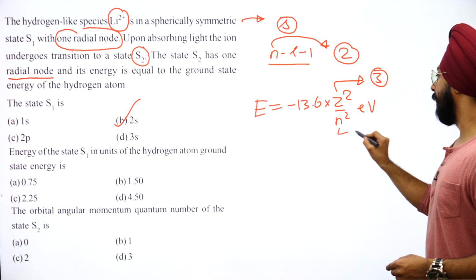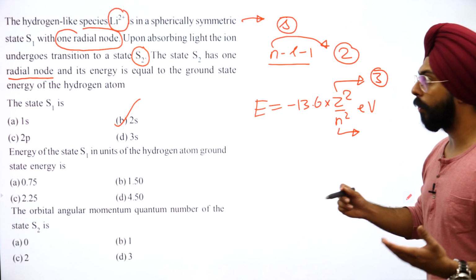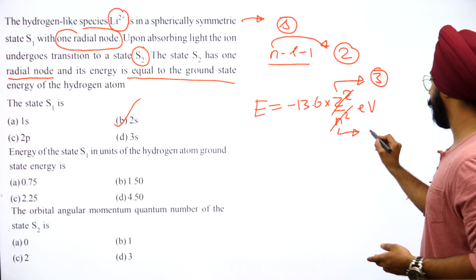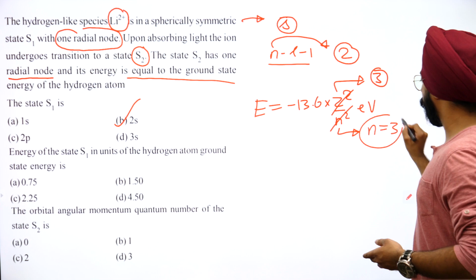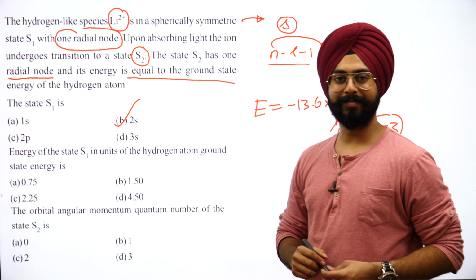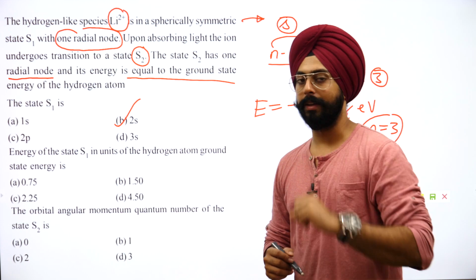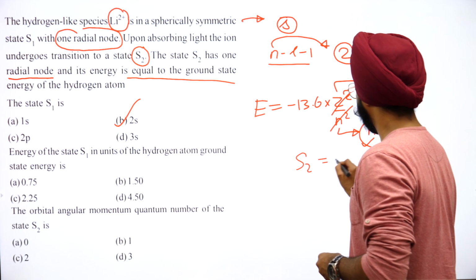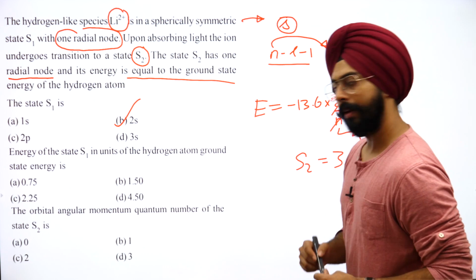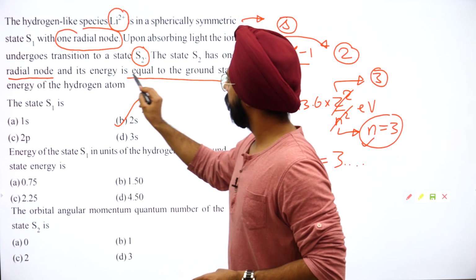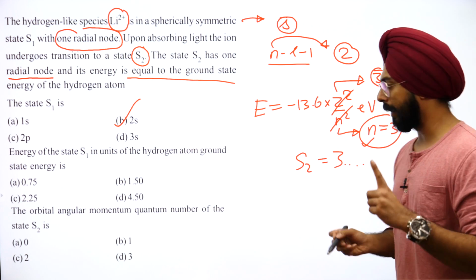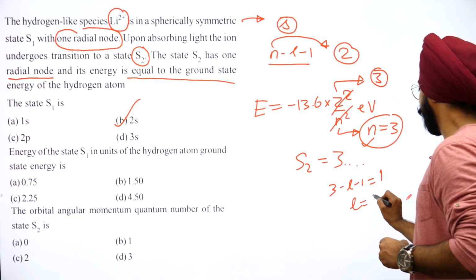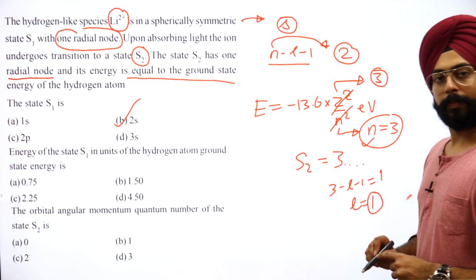yes, and this implies that since Z square by N square has to be 1 because the energy is equal to the ground state, yes, they have to cancel out with each other. So N is equal to 3. So your principal quantum number is 3. Principal quantum number is 3. Yes. So now what has come here? That for S2 it is 3 something something something. Now this has what? This has one radial node. Okay, one radial node. So 3 minus L minus 1 is equal to 1. So L value is equal to 1. L value is equal to 1.